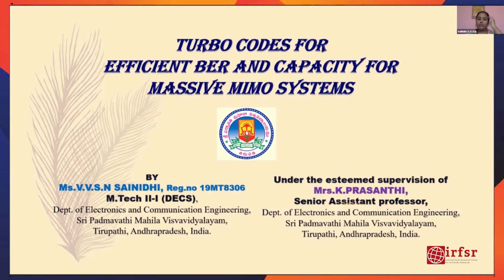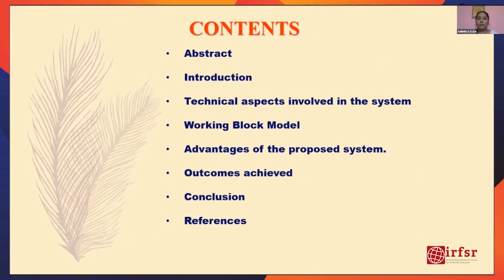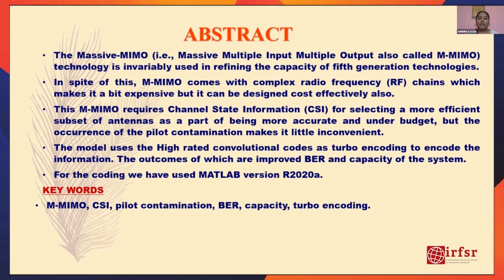So moving on, we have the contents. I'm going to discuss the abstract, introduction, technical aspects involved in the system, working block model, advantages of the proposed system, outcomes achieved, conclusion, and references. For a brief gist of the concept, I'm going to tell you how we are going to use turbo encoding methods to enhance the bit error rate and the capacity of a massive MIMO system.